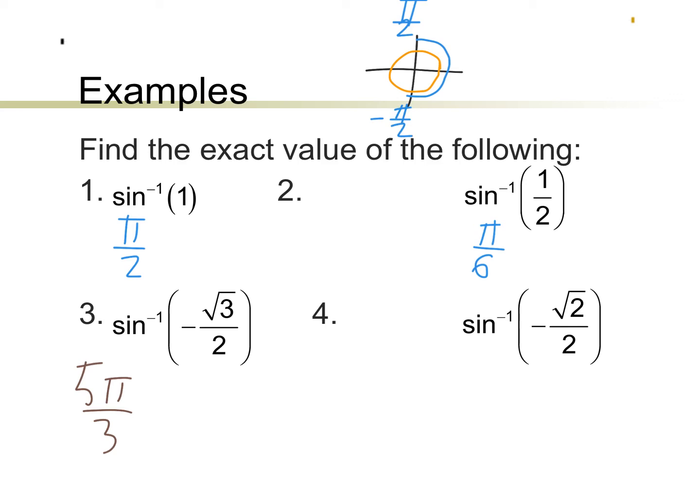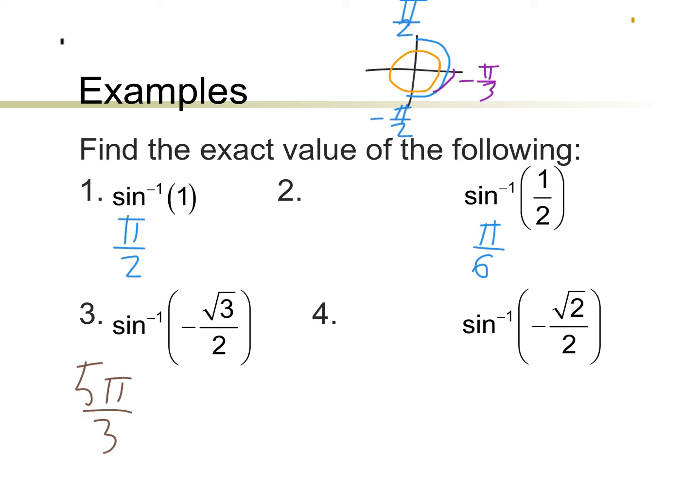Because our restricted domain runs from negative pi over 2 to pi over 2, we can't have it written as 5 pi over 3. Rather, instead of going counterclockwise for our radians, we need to go clockwise and use our negative radians. So, in order for us to go from 2 pi down to 5 pi over 3, we essentially have to go negative pi over 3 units.